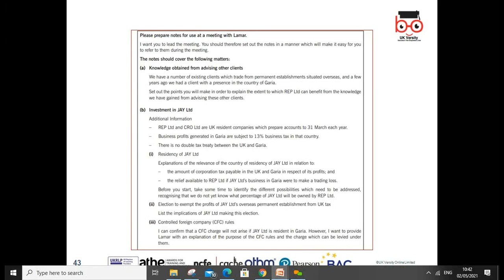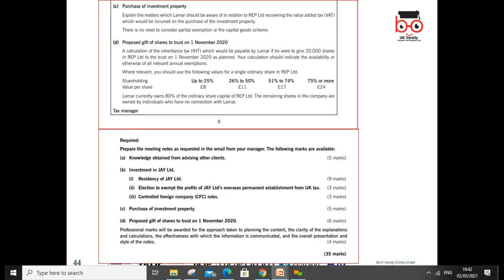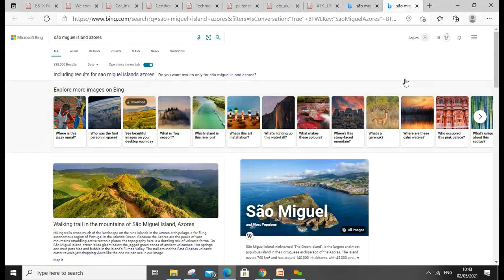We discussed parent, subsidiary, and other associate elements, and the purchase of investment properties and the proposed gift. Then we've been asked about knowledge obtained from advising clients, investment, residency, the election to exempt profits, overseas establishment, foreign companies, and purchase of investment. So these all normally come up in the exam. There are many issues to address, and for assignment purposes we can pick any and discuss it.